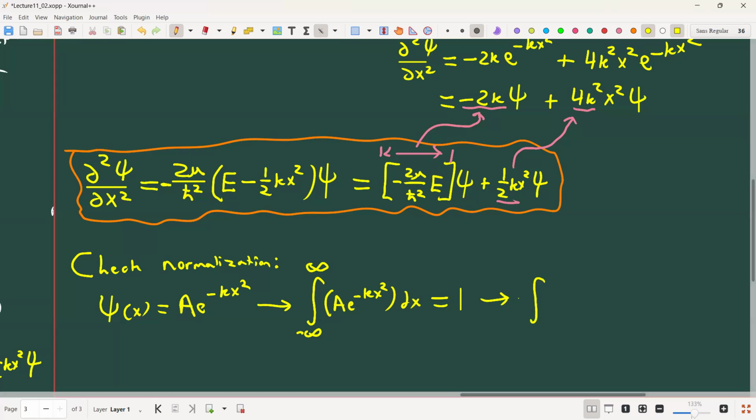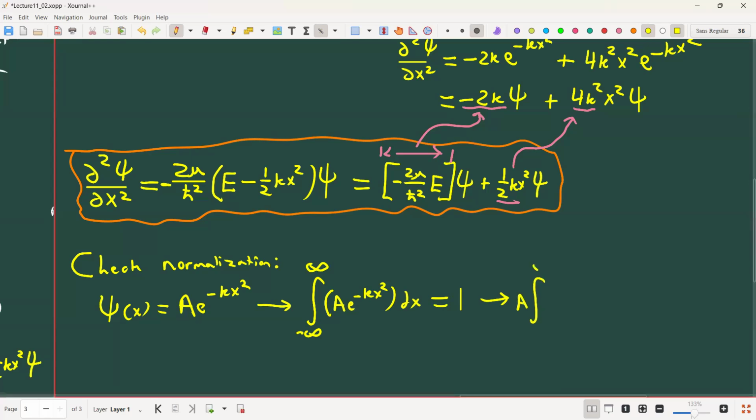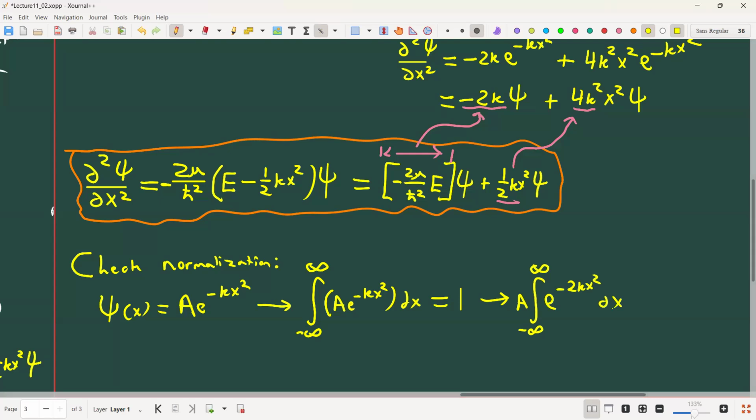So let's just work it out. We have a, integral from minus infinity to infinity of e to the minus 2k x squared dx. That's what we get from squaring that. Oh, sorry, there's an a squared here.